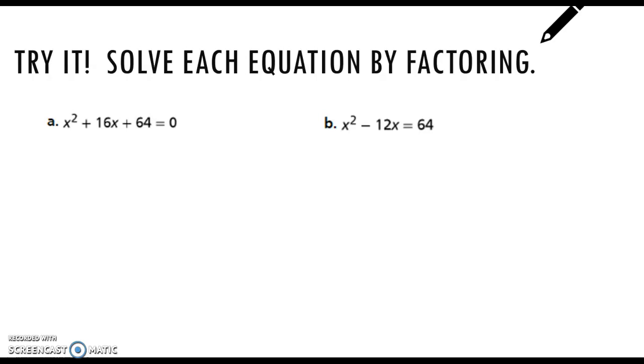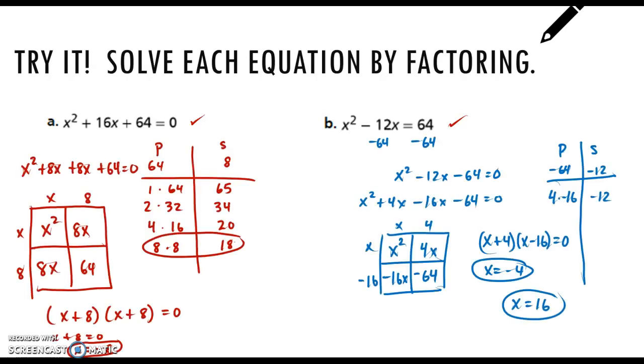I'm going to leave these two for you to solve by factoring. A is already set up. It's already equal to 0. It's in standard form equal to 0. B is not set up, so you need to set it up for yourself. I'll stop the video here, so you should pause, and then the next slide will show my worked out solutions. These are my two solutions.